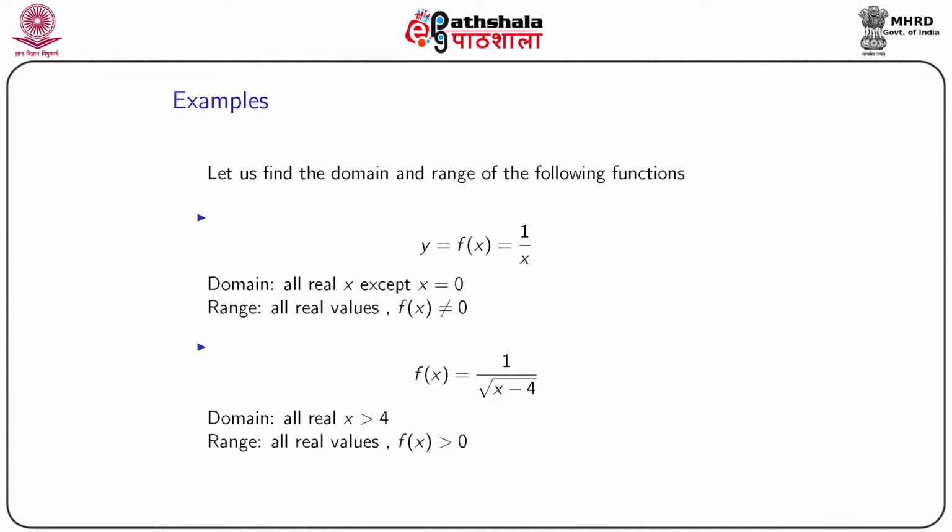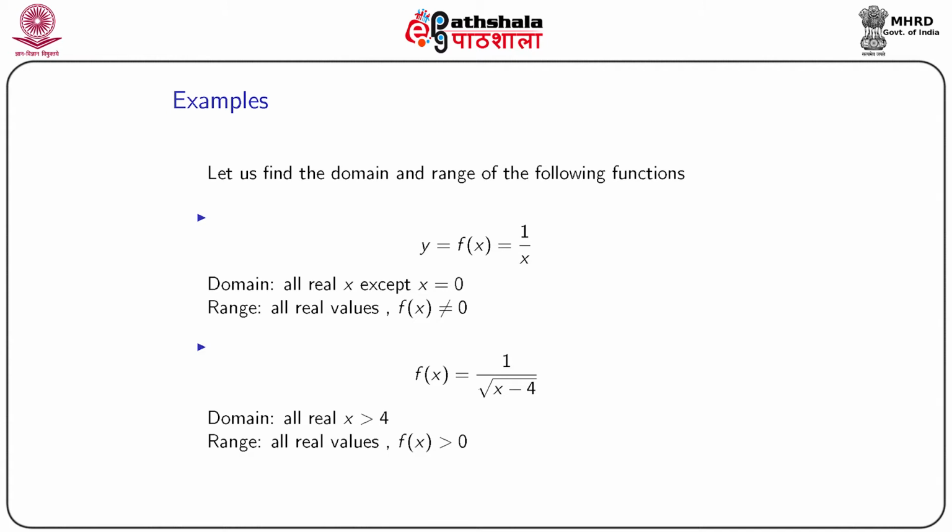So y, that means f(x) cannot be 0. Now if we consider another example where f(x) is 1 over square root of x minus 4. Now we know that to define a square root, the quantity must be non-negative because I am talking about real-valued functions. So I need my square root element to be non-negative. To achieve this, I need the condition that x must be greater than 4. If x is greater than 4, that means square root of x minus 4 will result in a real value. So the domain will be all real x greater than 4.